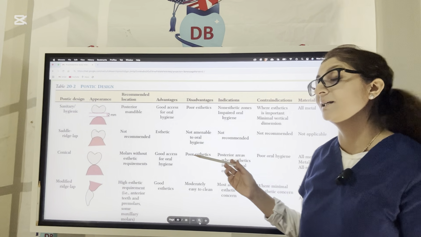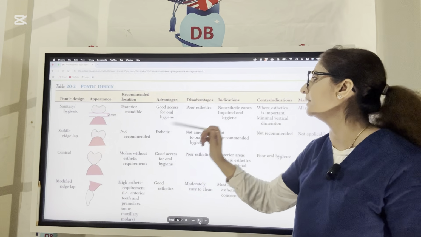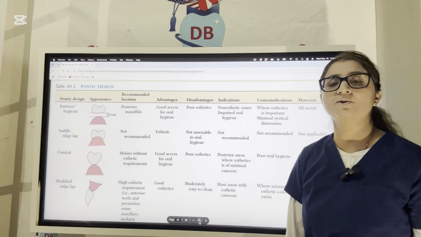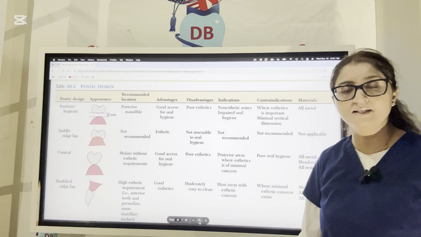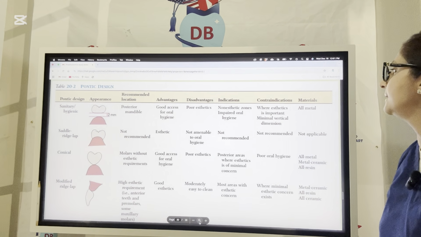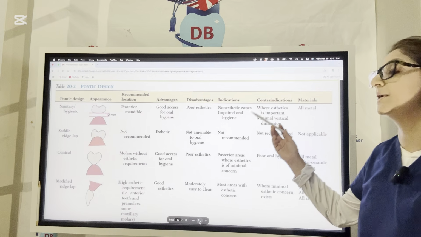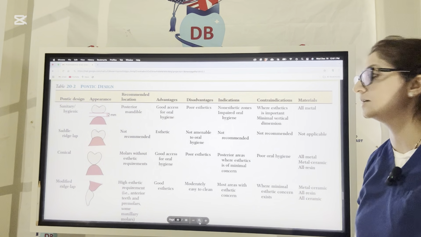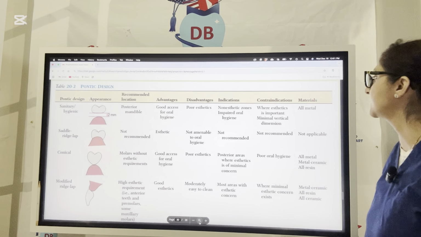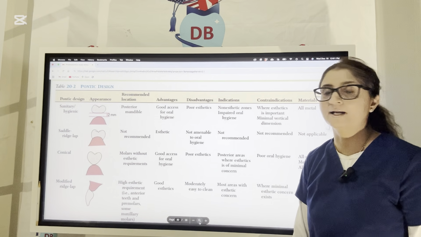Good access, but you'll always see that black space visible because of the clearance space there. So it does not have good aesthetics. So in the aesthetic zones of maxillary anteriors, the visible areas, you cannot use a sanitary pontic. That is the main disadvantage. So in non-aesthetic zones, or where the patient has impaired oral hygiene, a sanitary or hygienic pontic works very well. But when aesthetics is important, or minimum vertical dimension is there, you cannot give a sanitary or hygienic pontic.